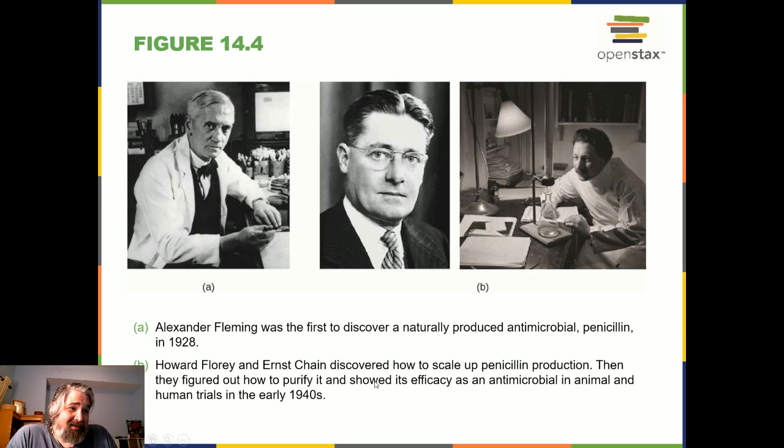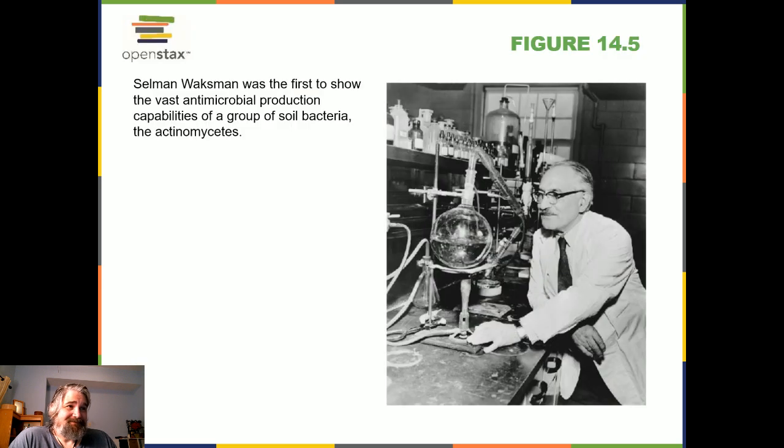But it wasn't until the 1940s that Howard Florey and Ernest Chain discovered how to scale up the production of it. They figured out how to purify it and showed its efficacy as an antimicrobial in animals and human trials in the early 1940s. And there's something I got to circle back to mention again, that other research that was going on that was horribly unethical, whose participants who did not give informed consent to participate were also denied penicillin.